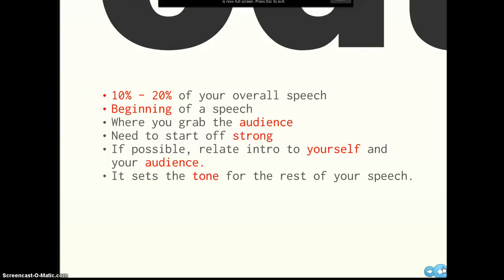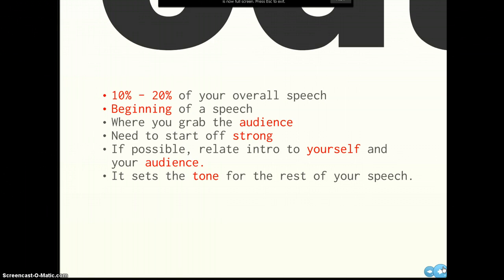It's obviously the beginning of your speech, so it's where you grab your audience. So you need to start off strong. My advice to you, if you're struggling writing your introduction while we do speeches in this class, is to feel free to skip to the next section, the body section, and then come back to the introduction. Many writers get bogged down right in the introduction, and they don't actually get the rest of the content done in time.